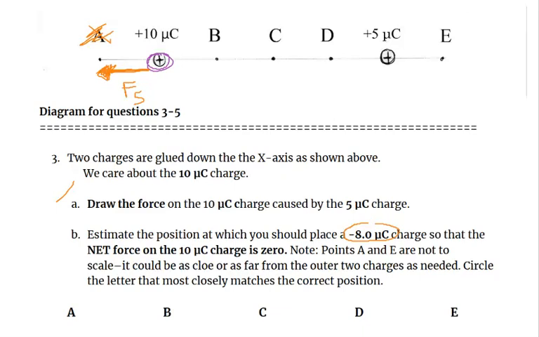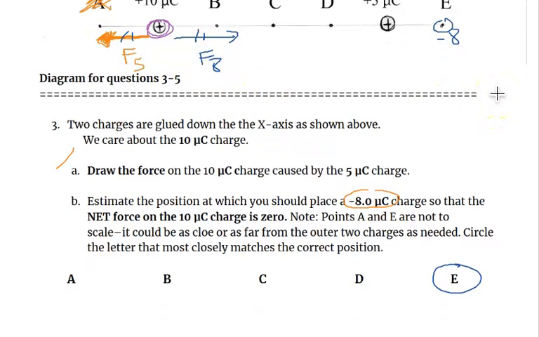So we have to put the 8 somewhere over here. We don't know where, but farther away, which is point E. The only option that's farther away is point E. So that is where we're going to put the 8. And so the 10 says, I like the 8, but I like you equally. The 5 is weaker, but it's closer. The 8 is stronger, but it's farther away. And so the forces can balance.